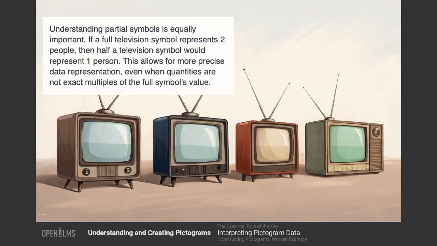Understanding partial symbols is equally important. If a full television symbol represents 2 people, then half a television symbol would represent 1 person. This allows for more precise data representation, even when quantities are not exact multiples of the full symbol's value.